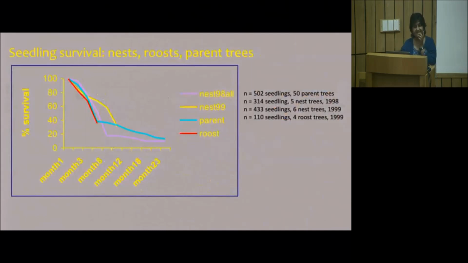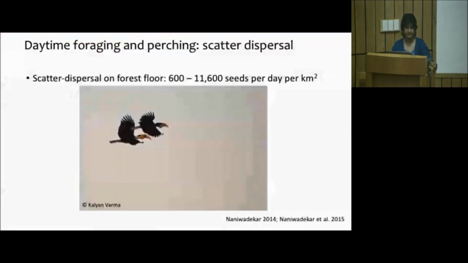We also looked at seedling survival, which is the next stage, which very few studies look at. We tagged a subset cohort of seedlings under parent trees, under nest trees in both years, 98 and 99, and under roost trees. We found that seedling survival is very, very poor, even at nest and roost trees, and it's as low as under parent trees.